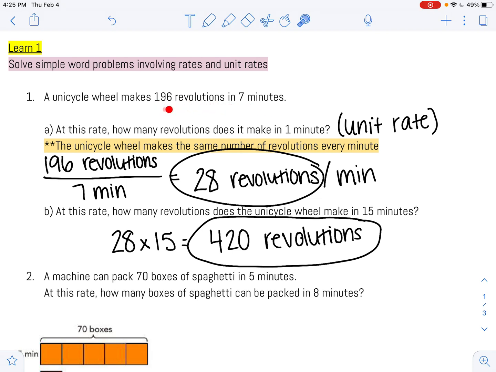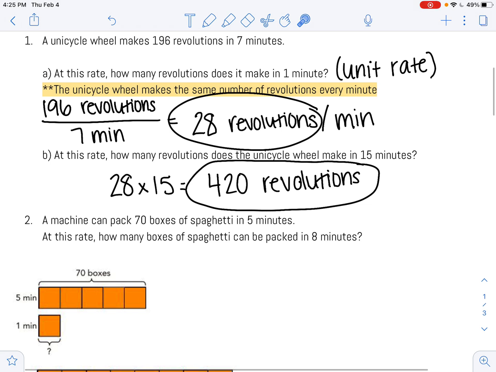So when given a rate and being asked to find some other amount of one of those units, it's super helpful for us to use that unit rate or solve for our unit rate first in solving the other problem. And we'll see something like that here in problem number 2. So a machine can pack 70 boxes of spaghetti in 5 minutes. At this rate, how many boxes of spaghetti can be packed in 8 minutes? Well, I can't just go from 5 to 8. So maybe I need to find my unit rate first to know how many boxes can be packed in 1 minute. Then I can find 8 groups of it. So let's find our unit rate first.